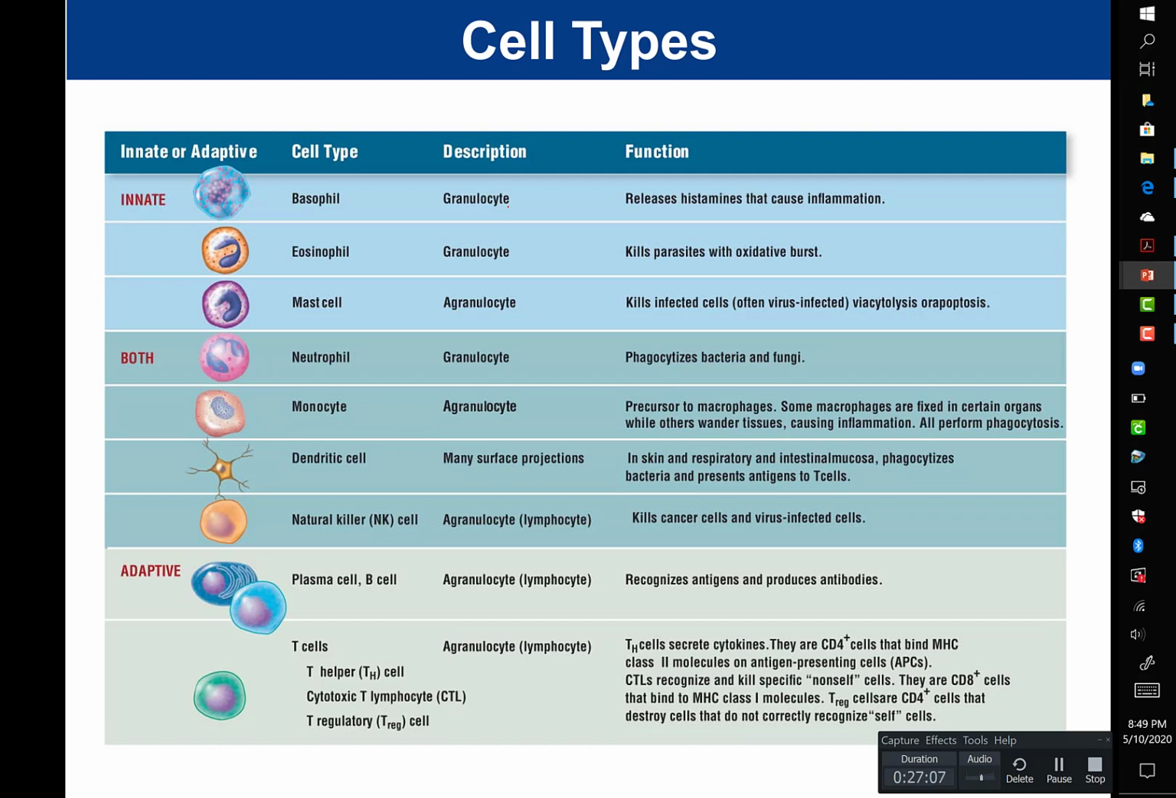And so they're going to basically fight off specific foreign invaders. And so we'll get into more how they do this when we get into chapter 13. So I'm going to keep that brief here.